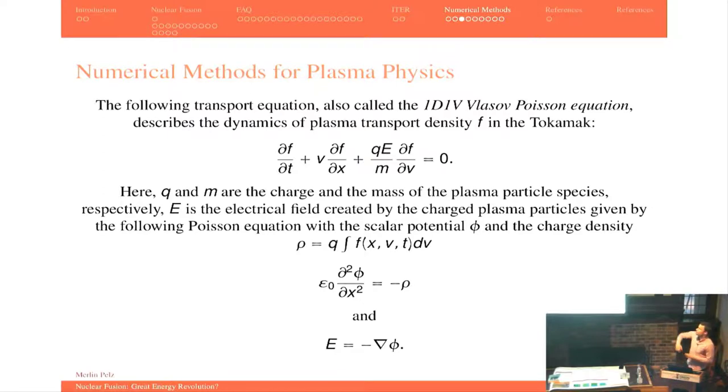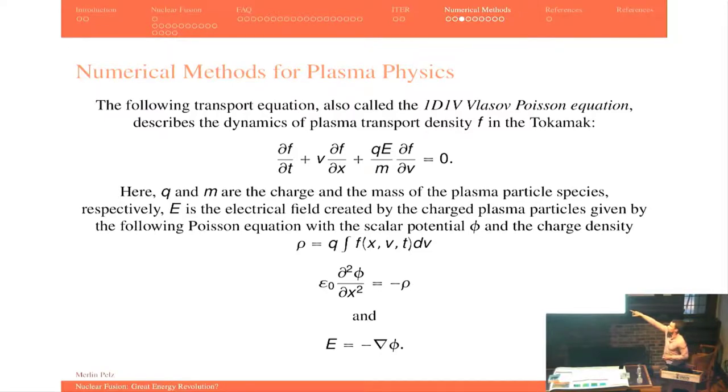So far so good, but that is not everything, because we know that the electrical field is also produced by the plasma itself, and not only by the magnetic coils outside the tokamak. The plasma itself is in interaction with itself. And so this is a Vlasov-Poisson equation, because it's coupled to the Poisson equation you see here in the middle. And the epsilon naught is just for the units. It can be set to one for numerical purposes.